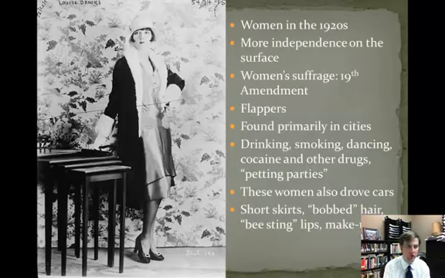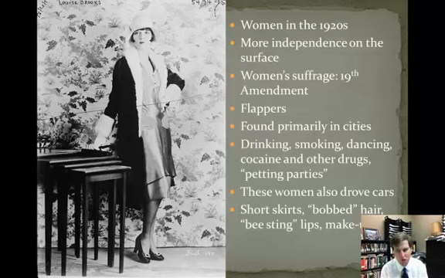Now, women in the 20s is one of the most enduring images of the 1920s, the flappers. And so women had more independence on the surface. We had the Women's Suffrage Amendment, the 19th Amendment, which gave them the right to vote. And these women were found primarily in cities. In contrast to traditional women, they would get involved in drinking and smoking and dancing. They'd use cocaine and other drugs. They'd have petting parties, which just let your imagination go with what a petting party might be.